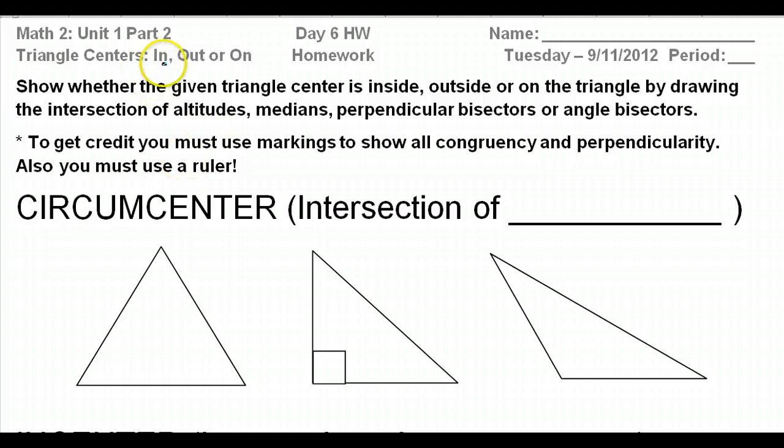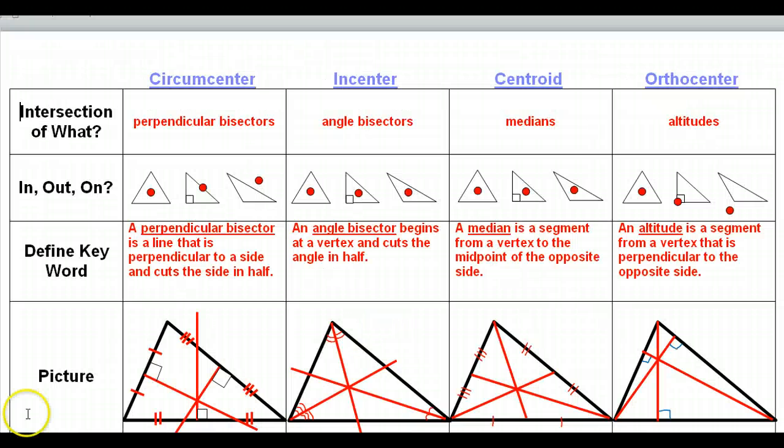This is all about answering the question: in, out, or on. Of course, you could just memorize it. Specifically, it's worth memorizing that for acute triangles, like these first triangles, no matter what triangle center you're dealing with, circumcenter, incenter, centroid, or orthocenter, for an acute triangle, those are always inside the triangle. So you should definitely go ahead and memorize that.